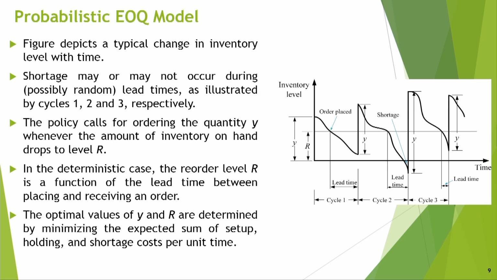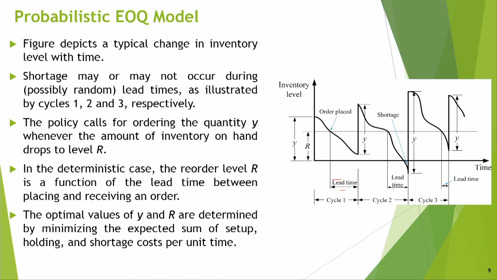Let us now discuss further, more complicated models. The previous model is just based on the EOQ model, and we are only introducing probability afterward, but here we are doing it somewhat differently. The figure depicts a typical change in inventory level with time. Shortage may or may not occur during possible random lead times. So the lead times are also random; here the lead time is different, and here it may be different again.